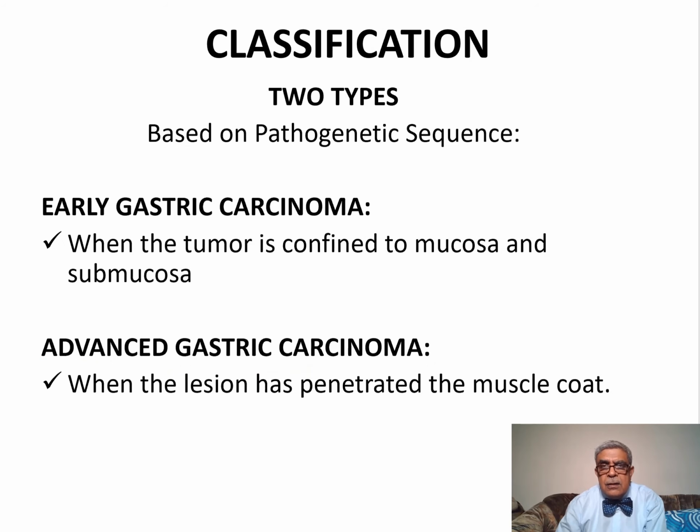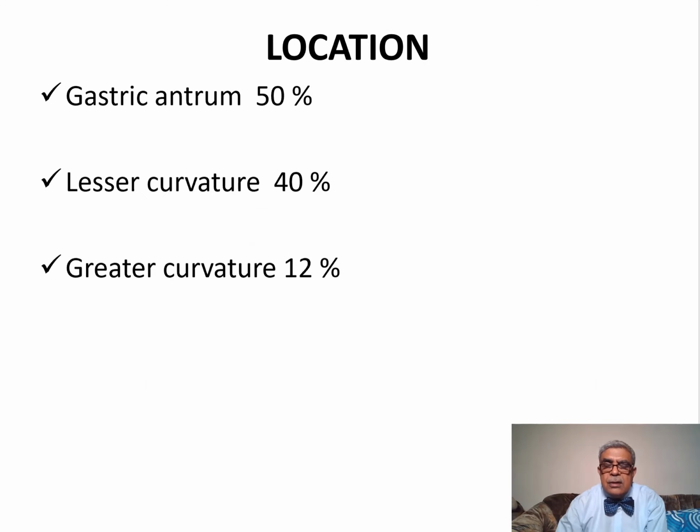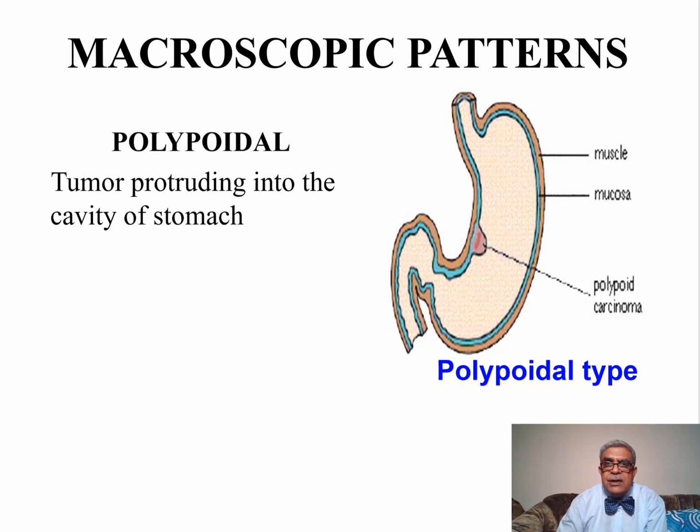Now, if we classify, there are many types how we can classify gastric carcinoma. Number one, based on pathogenetic sequence, that is early gastric cancer, when the tumor is confined to mucosa and submucosa. Advanced gastric carcinoma, when the lesion has penetrated the muscular coat. According to location, the tumor arises from gastric antrum in almost 50% of cases, lesser curvature 40% of cases, greater curvature 12% of cases. One can classify it according to macroscopic patterns.